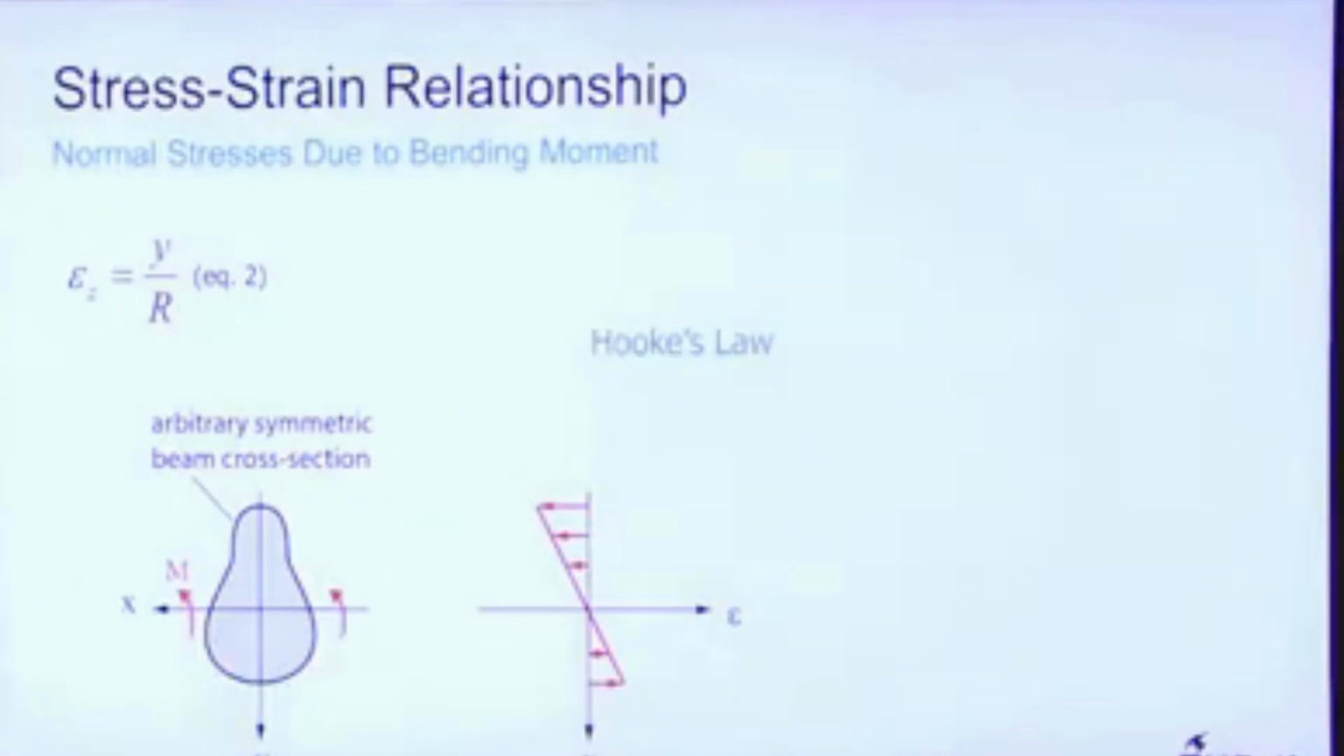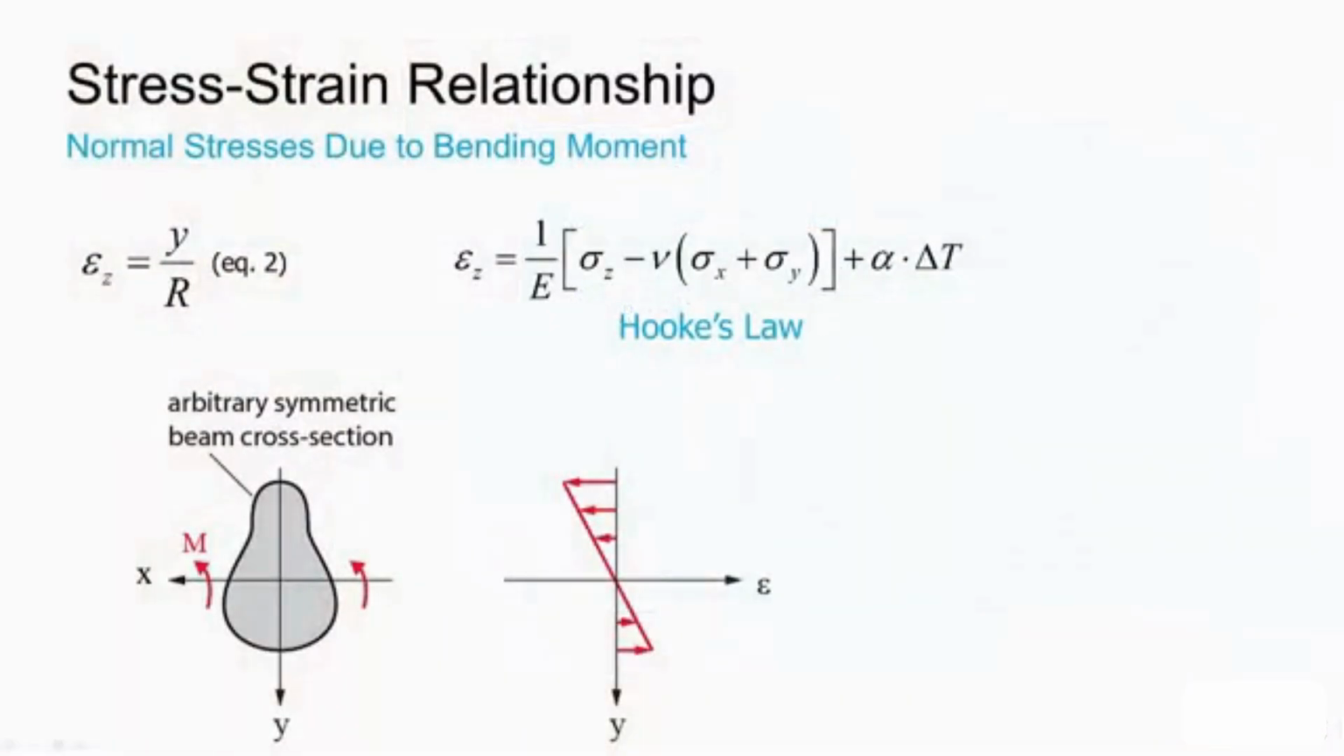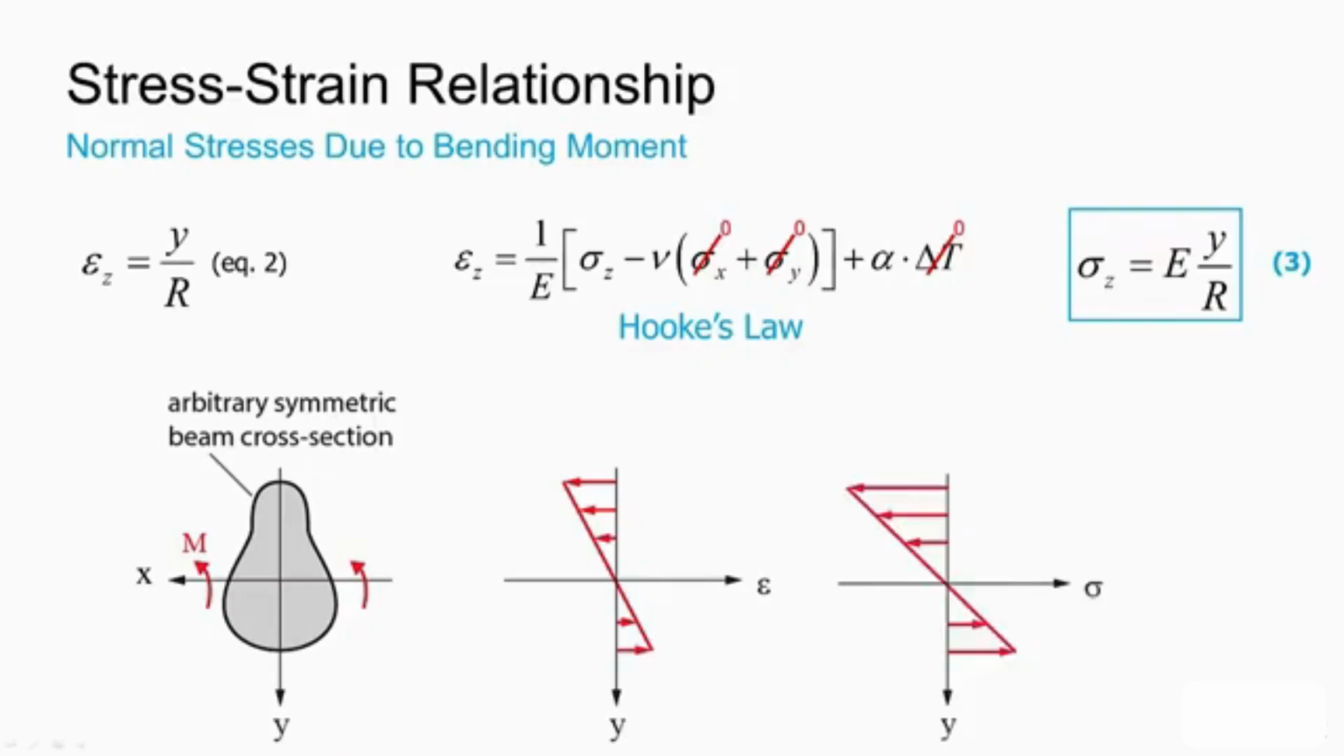Now, if we recall Hooke's law, in the z direction we have this generalized version of it, but in bending we have no normal stresses acting in the x or y direction, and we have no temperature change, so we can eliminate all of these and simply calculate that the normal stress in the z direction is Young's modulus times the strain y over r. So we get a similar linear stress distribution.